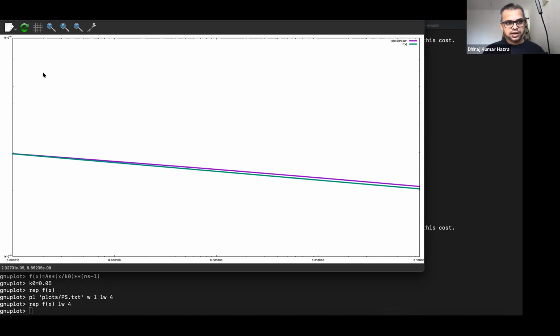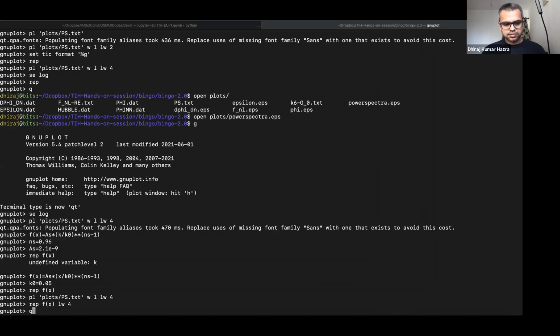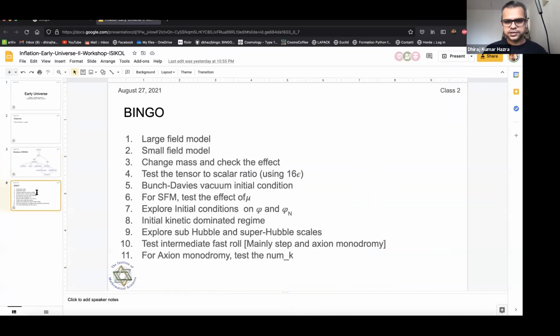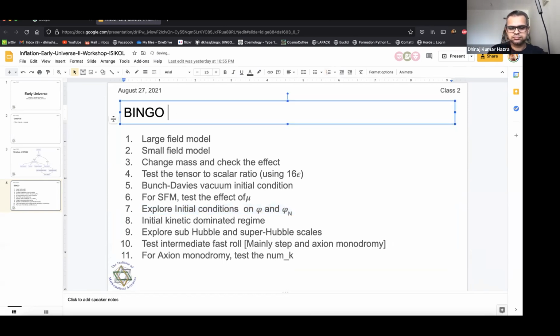Now let me go to, I'm not going to solve most of them. So the thing is the tensor to scalar ratio, explore kinetic initial conditions on phi and phi n. You just have a look at those after the lecture.